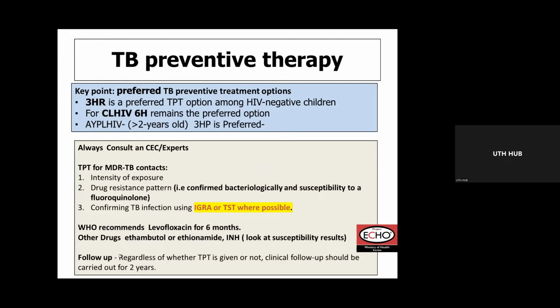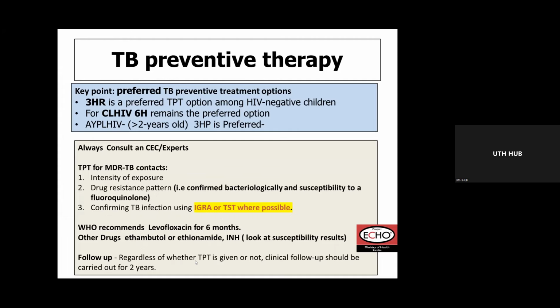I would like to highlight the last point, which is that follow-up of these patients who are drug susceptible, drug resistant TB, whom we give TPT or have not given, so long as we think they are contacts, should be done for an entire 2 years. Don't just let them go. We need to follow them for the whole 2 years and make sure that they don't develop active TB disease.